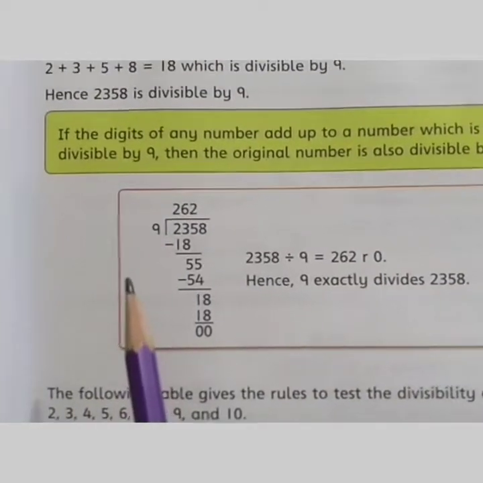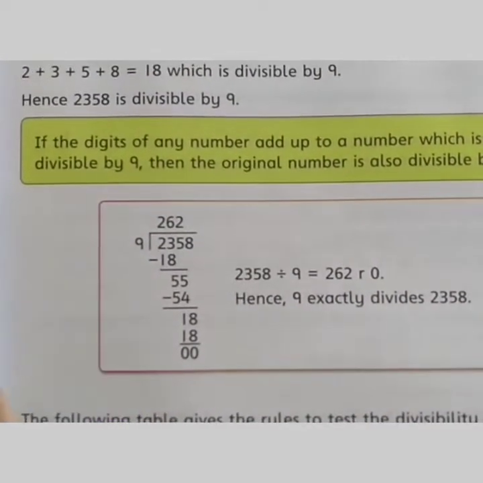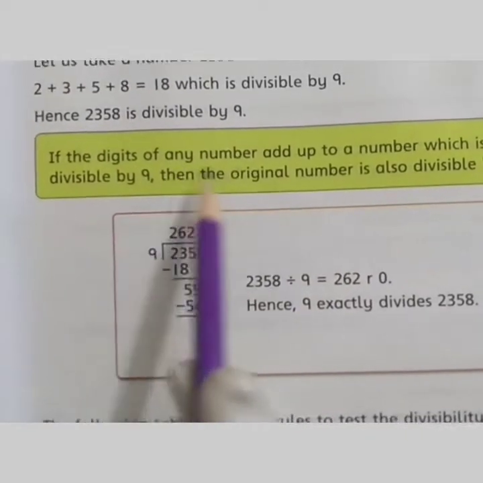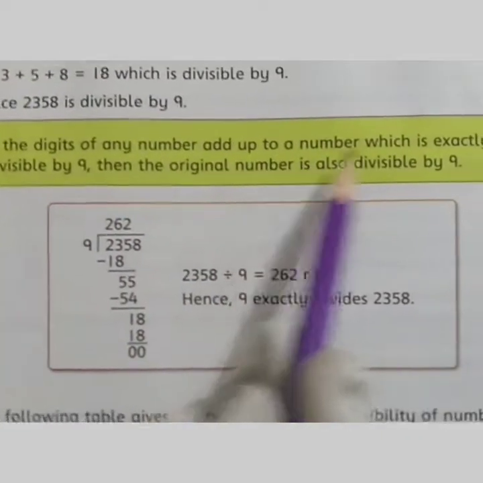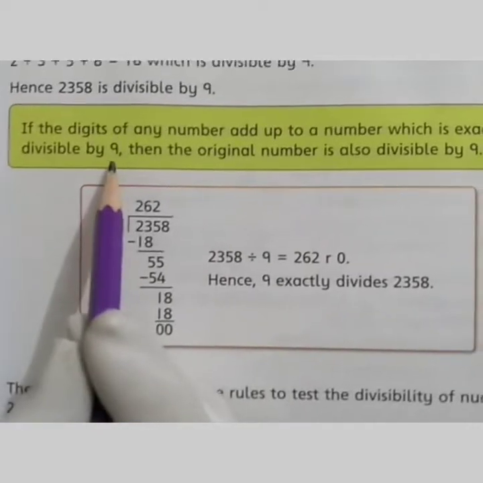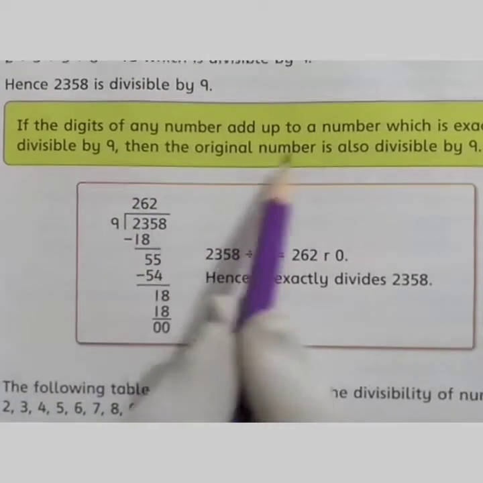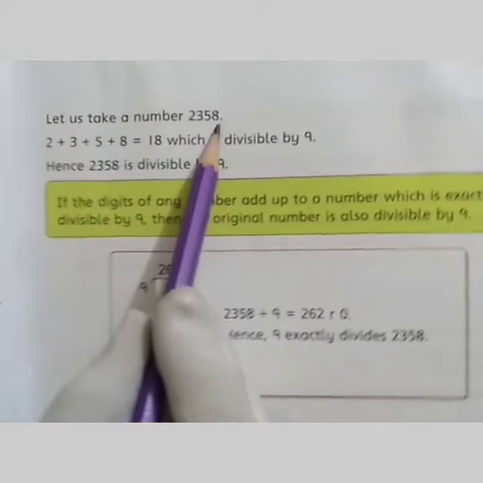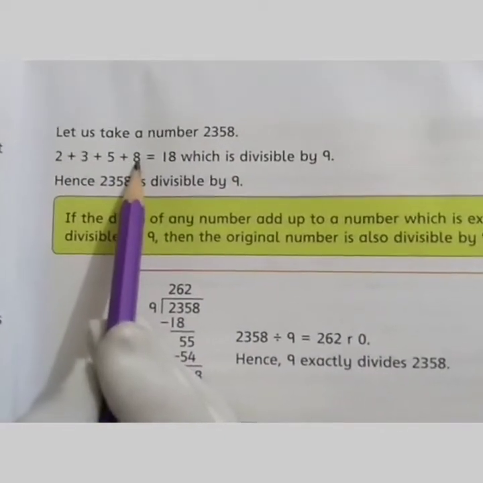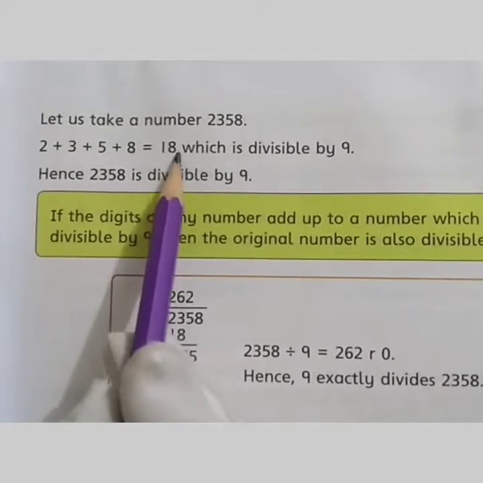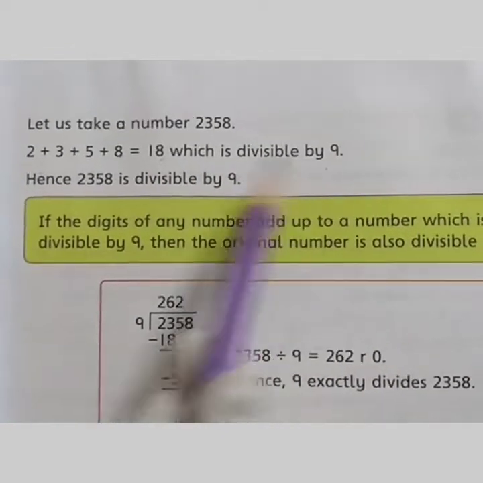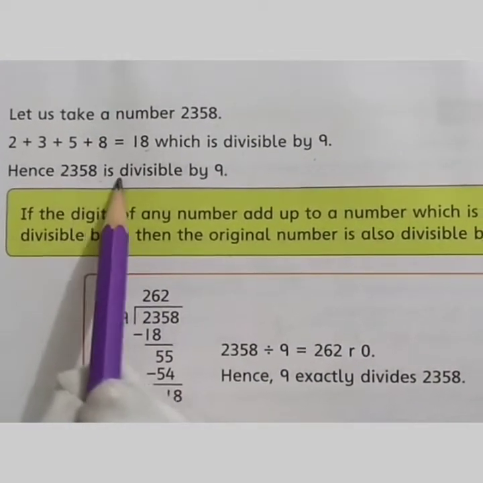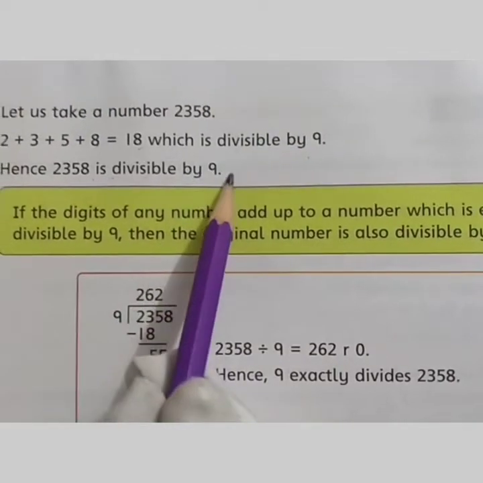Now, rule of divisibility for number 9. If the digits of any number add up to a number which is exactly divisible by 9, then the original number is also divisible by 9. If the number is 2358, first we add all these digits. The answer is 18, which is divisible by 9. Hence, 2358 is divisible by 9.